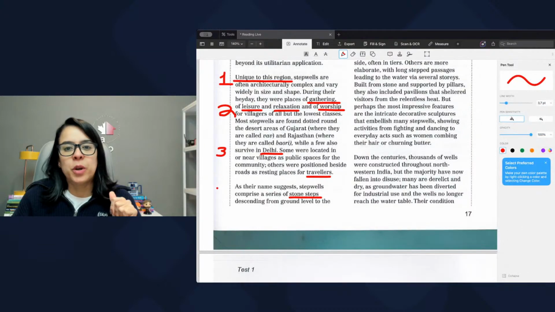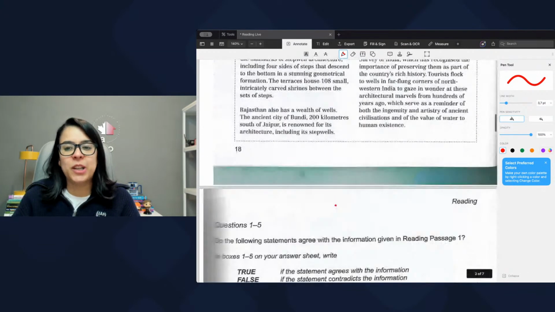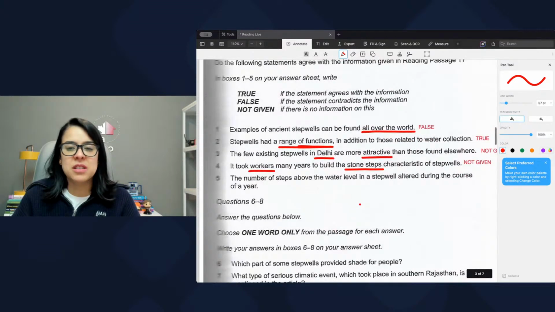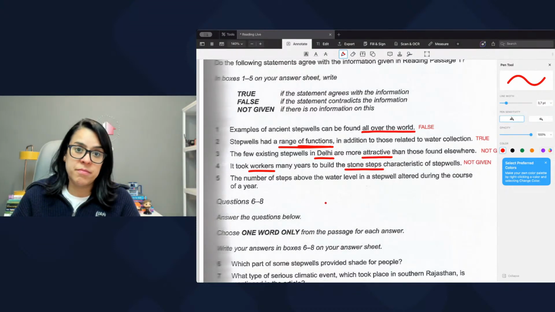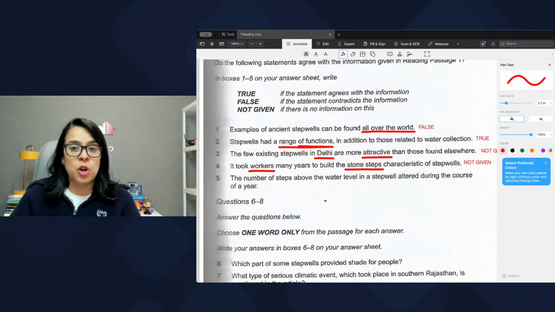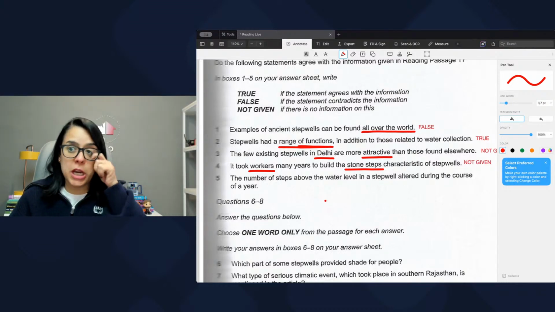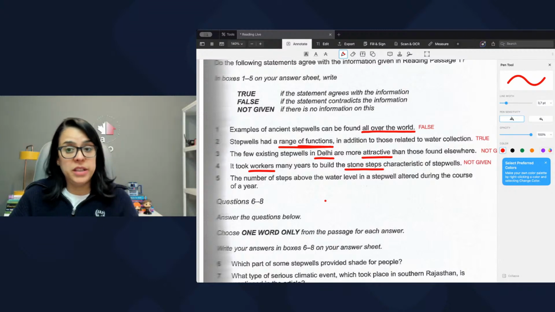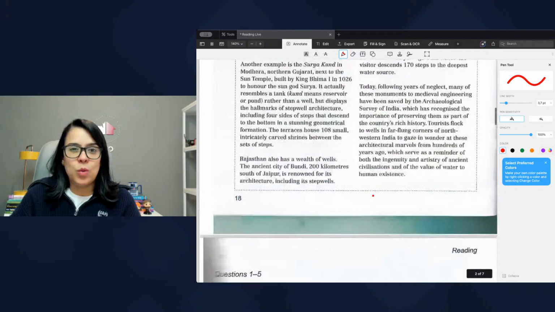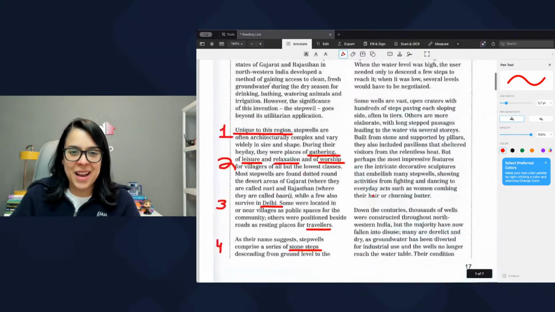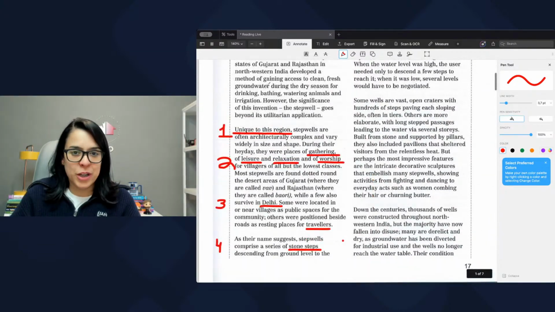So, number 4. Now, we are going to continue from here. But let's take a look at the last question first. The number of steps above the water level in a step well altered during the course of a year. So, did the number of steps above the water level change or not? Did it change or not? So let's see what the text says about it. I think we read something about it, right? When we were looking for the previous answer.